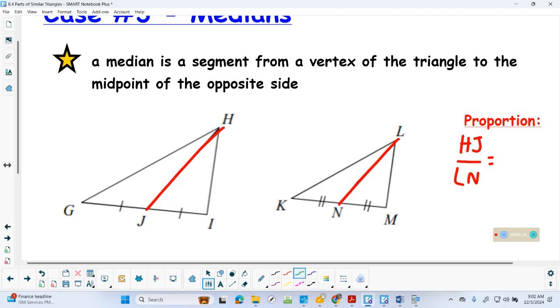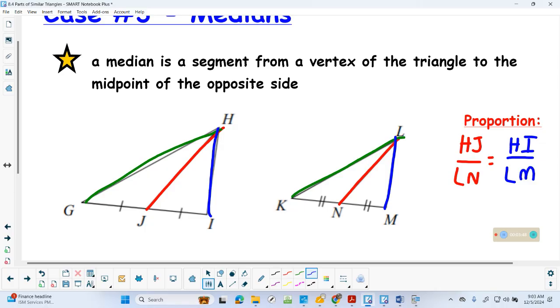And then from there, it just depends on what they give you. They might give you the right sides, or they might give you the left sides. Just to mix it up, I'm going to put the right sides down this time. So HI over LM. Or again, they might give you the green sides and you would swap those out in place of the blue. It just depends what they give you.